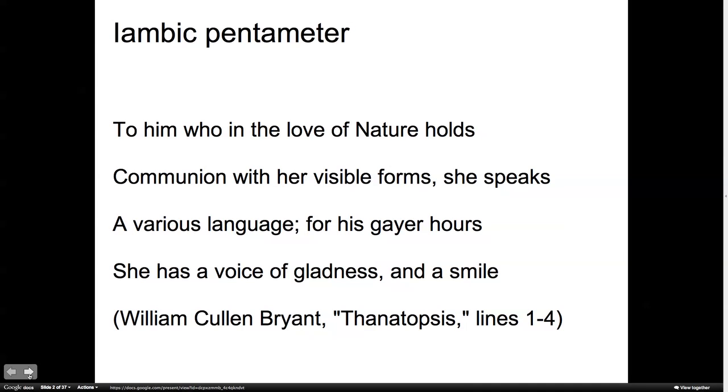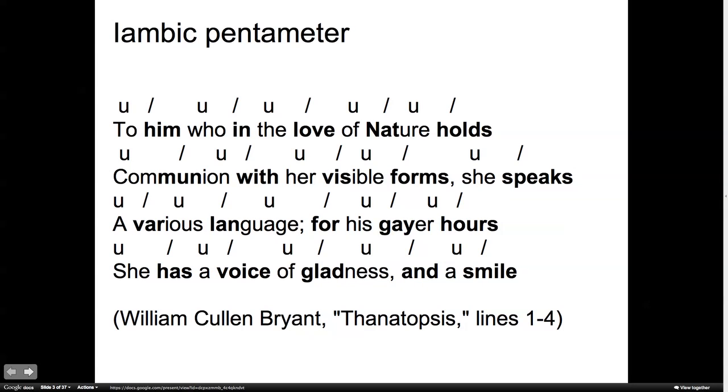To him who in the love of nature holds communion with her visible forms, she speaks a various language. For his gayer hours she has a voice of gladness and a smile. So, the first 4 lines of the poem. If we read it in a more exaggerated way, we can see where the stresses are. To him who in the love of nature holds communion with her visible forms, she speaks a various language. For his gayer hours she has a voice of gladness and a smile.